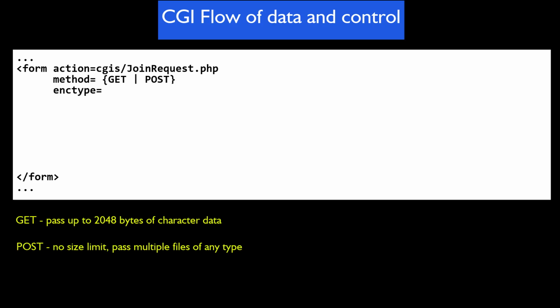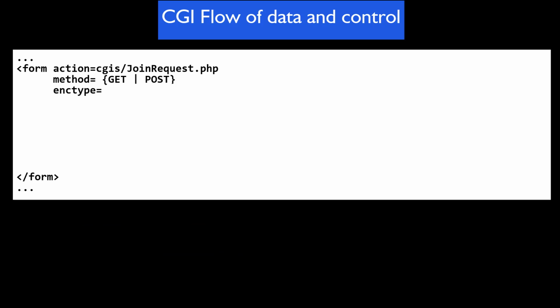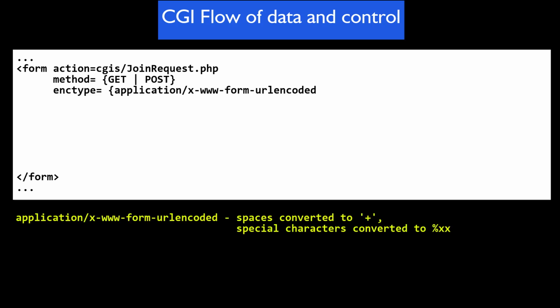Enctype. Specify technique for encoding the data before transmitting to the CGI. One of application/x-www-form-urlencoded. This is the default. Spaces are converted to plus signs, and special characters are converted to their ASCII hex values. Used with get, and, if only sending text, with post.